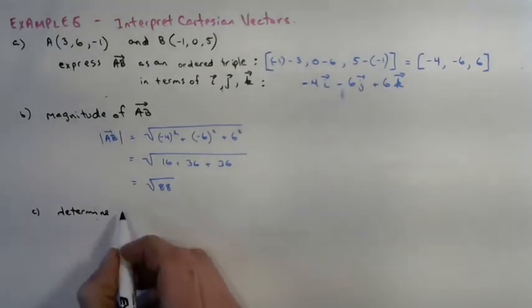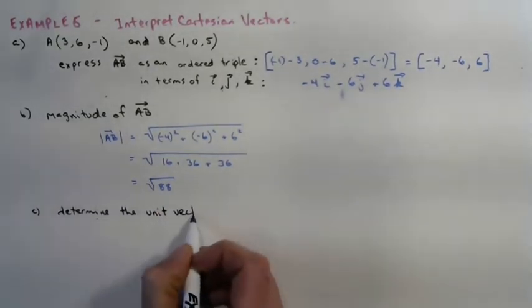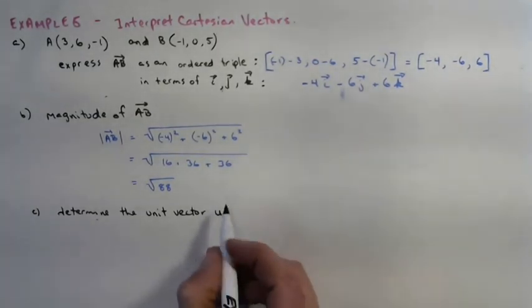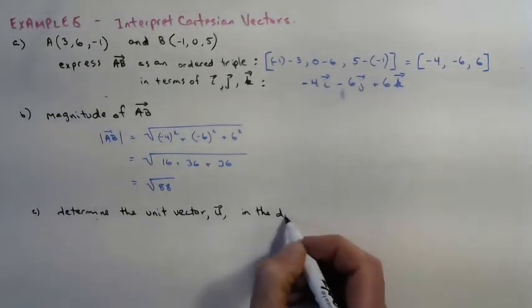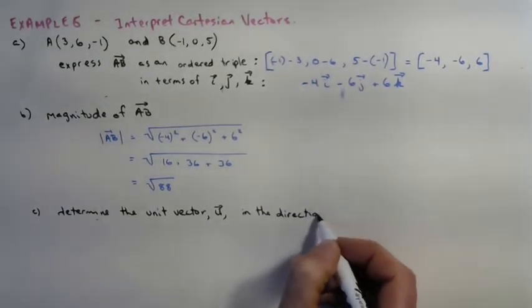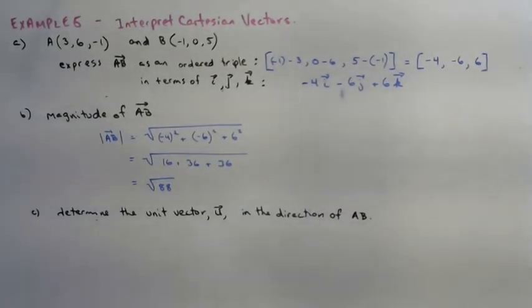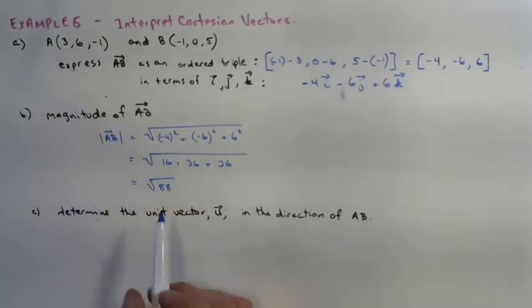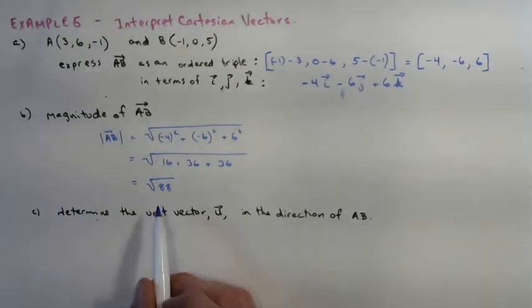Determine the unit vector u in the direction of AB. Okay, so AB has a magnitude of square root of 88. We're looking for the vector that goes the exact same direction as AB, but has a magnitude of 1, okay?